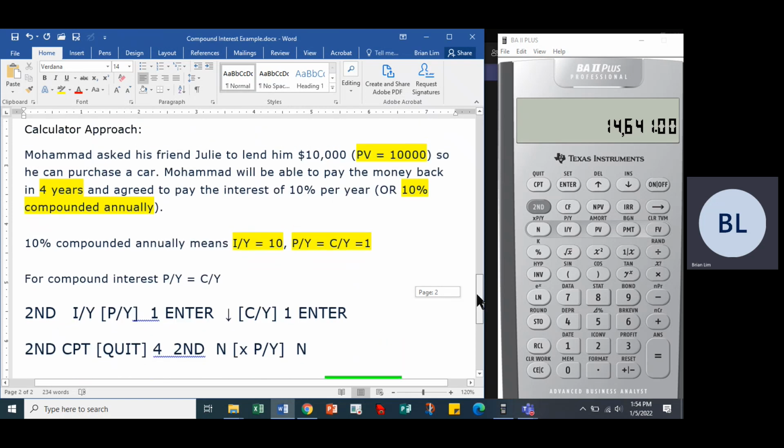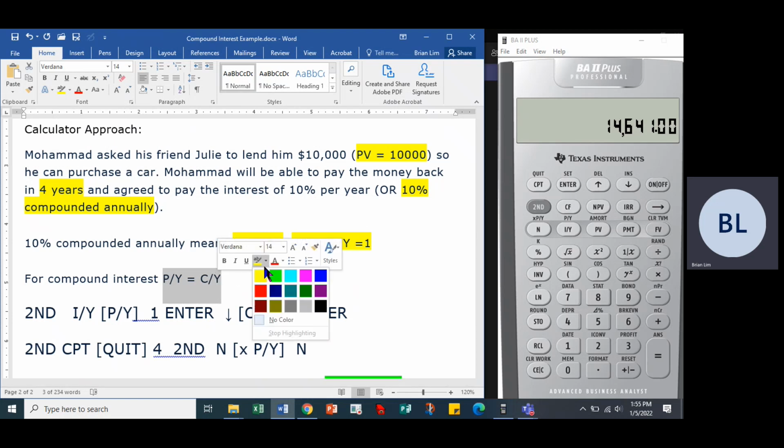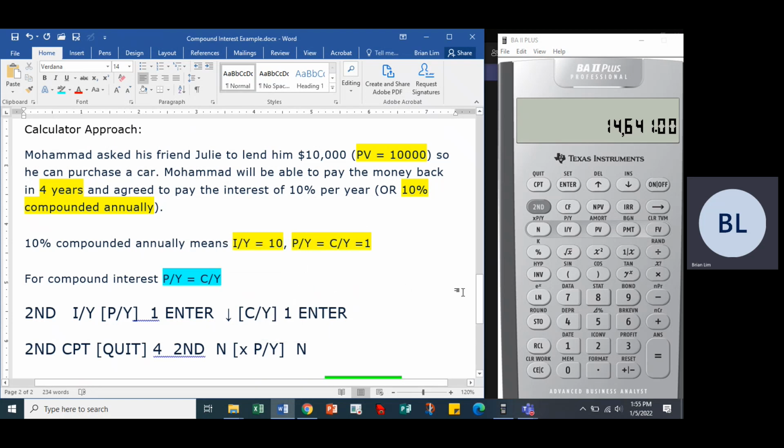All right, compounding is really once per year. This you will get used to. It's payments per year and compounding per year. But for compound interest, you see for compound interest, PY and CY are equal. Okay, let's maybe highlight that so you can know that that is what happens. So how do we do it? Well, let's turn where the calculator is on.